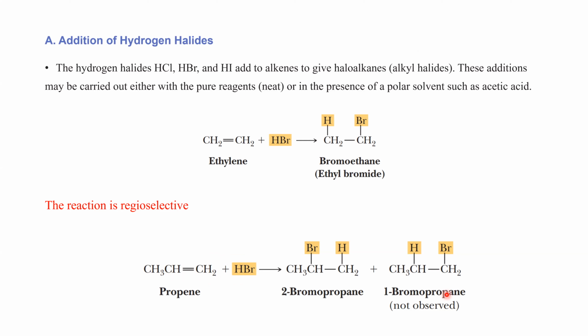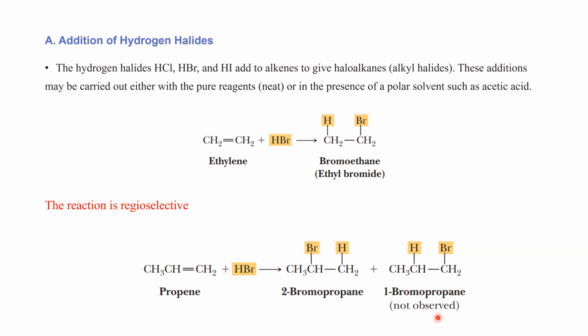So there are two possibilities of the product. This hydrogen is attacking on this carbon, and this Br is combining with this carbon. Another possibility is that this hydrogen is attacking on this carbon and the bromine is attacking on this carbon. So here, two kinds of products can be formed when propene is reacting with hydrogen bromide. So there is 2-bromopropane and there is 1-bromopropane.